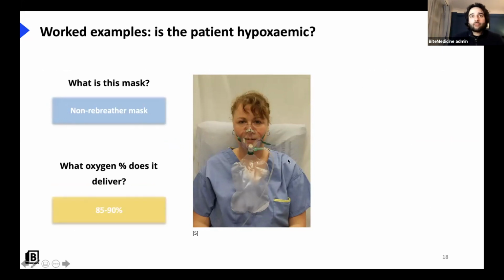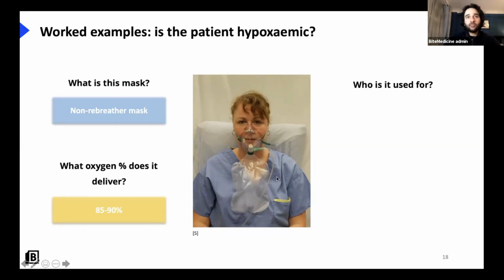Good. So in reality, it's around 85 to 90%, i.e. high flow oxygen via a non-rebreather mask. The reason we call this a non-rebreather mask is because this mask essentially stops the patient rebreathing almost any of their expired air, which is why the oxygen delivery is also so high, because you're not breathing in any air that you've already expired. That's why it's a non-rebreather mask.